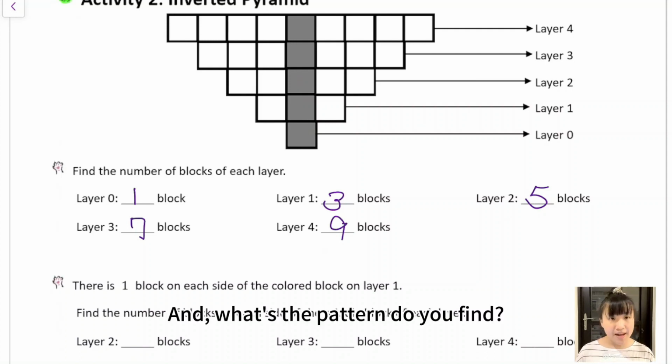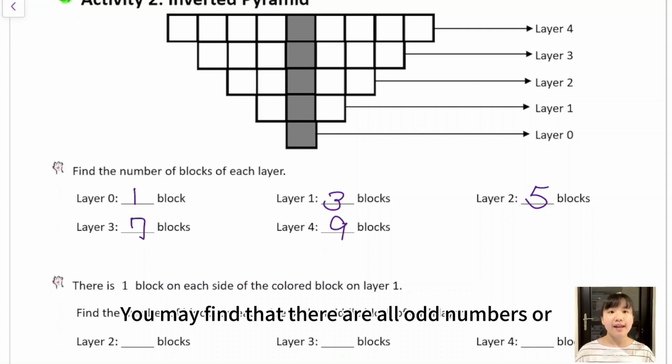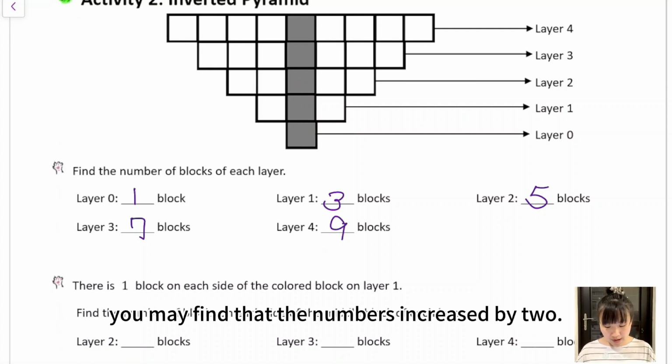And what's the pattern do you find? You may find that they are all odd numbers, or you may find that the number increased by 2.